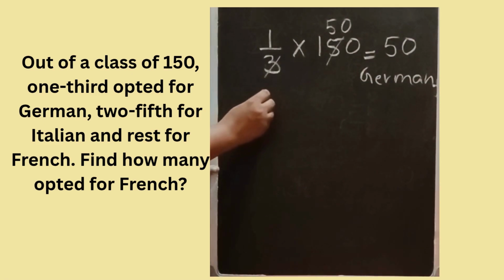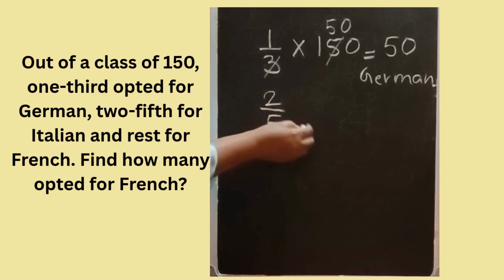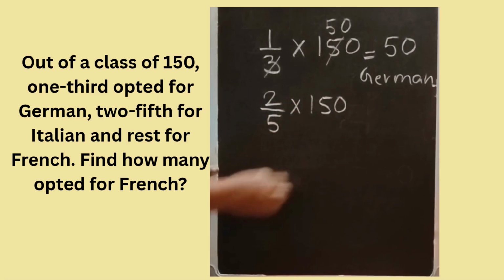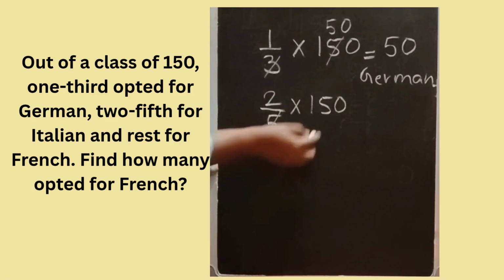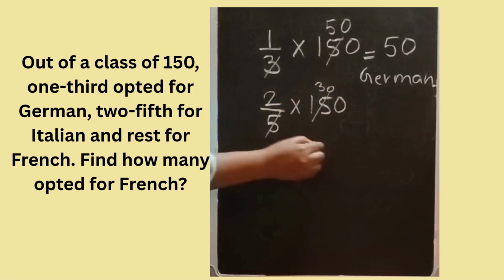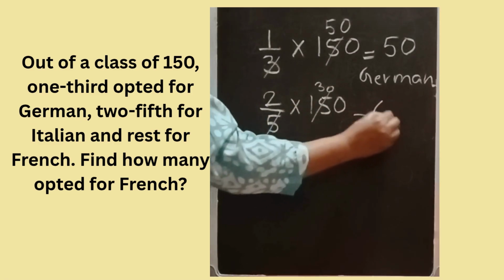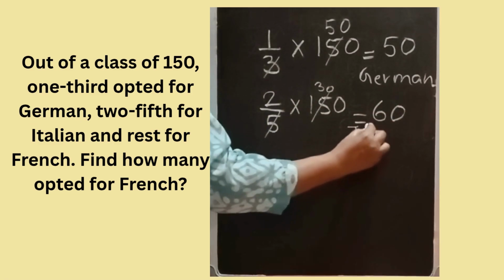Next, we will solve 2/5. 2/5 of 150 opted for Italian. So let us simplify. 5 ones are 5. So that is 2 into 30, 60. 60 children opted for Italian.